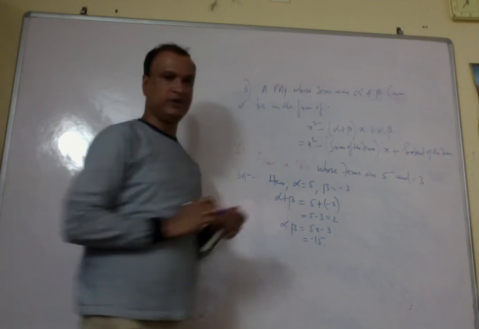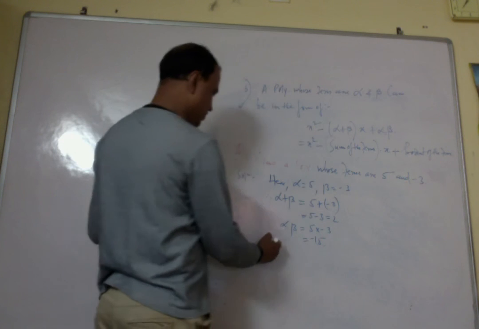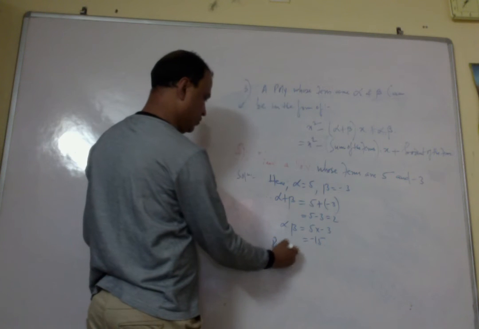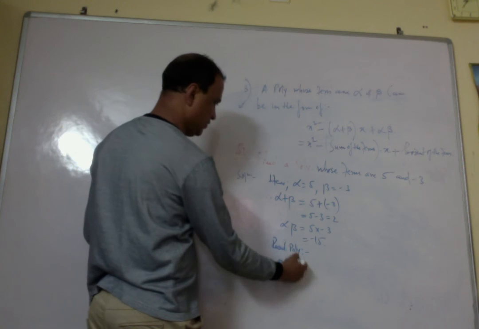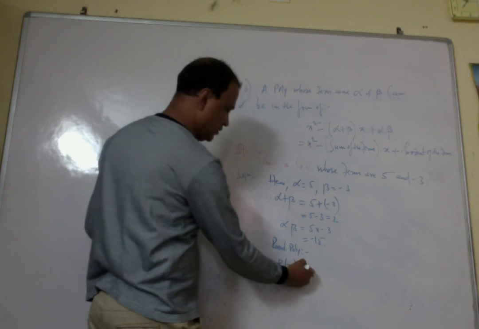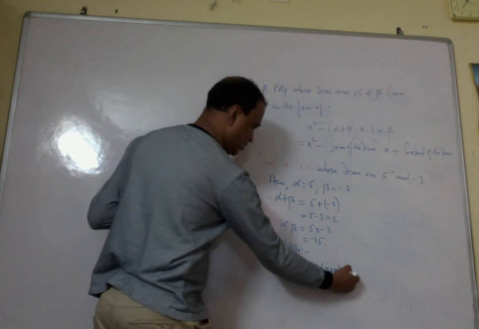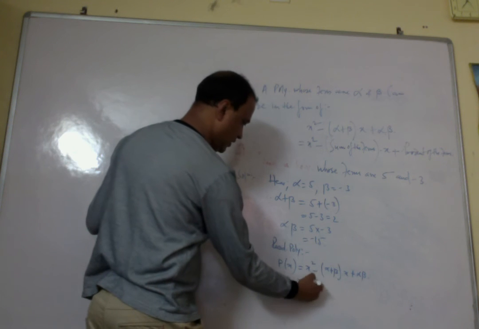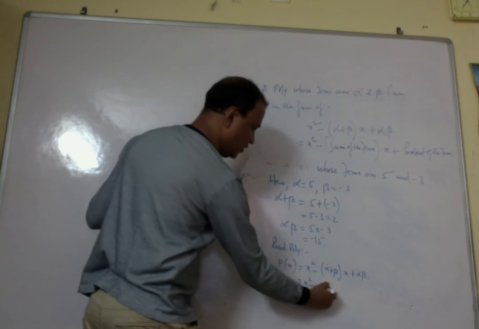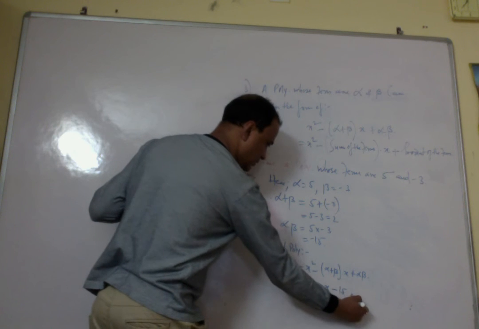So simply alpha plus beta and alpha into beta are to be calculated, because that is required for getting the quadratic polynomial. And after that, you can see, therefore the required polynomial, we can write even p of x, meaning polynomial in terms of x. So the formula is x square minus (alpha plus beta) into x plus alpha into beta. Now x square minus, already we have 2, so 2x, plus alpha beta which is minus 15. This is the answer.